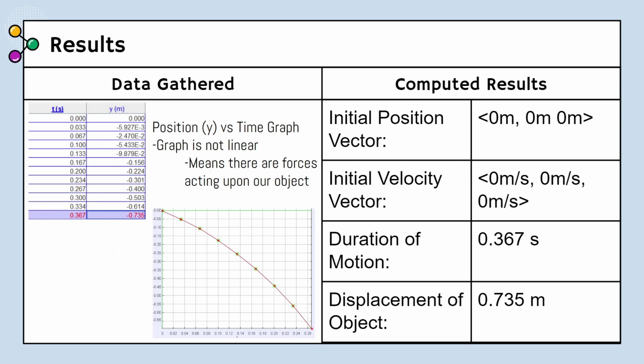On the left of the screen, a portion of the data gathered can be seen at intervals of 0.033 seconds. Additionally, we can see that our position versus time graph is not linear. This means that there were forces acting upon our object, unlike Lab 1. With the help of Tracker, I was able to find my initial position vector of 0 meters and my initial velocity of 0 meters per second. The total duration recorded of the object was 0.367 seconds, and the total displacement of the wallet was 0.97 meters.